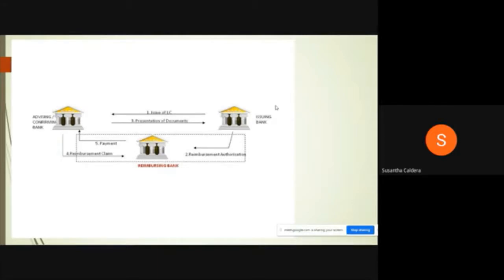Now, for example, if the LC currency is US dollars, then always the reimbursing bank should be a bank in New York. Right? If the LC currency is sterling, then the reimbursing bank should be a bank in the UK. Right? If the LC currency is Japanese yen, then the reimbursing bank should be a bank in Tokyo.